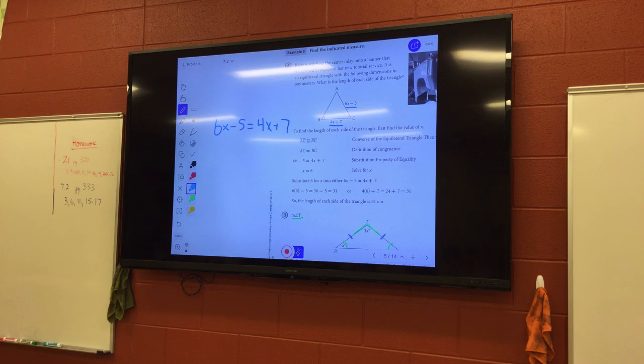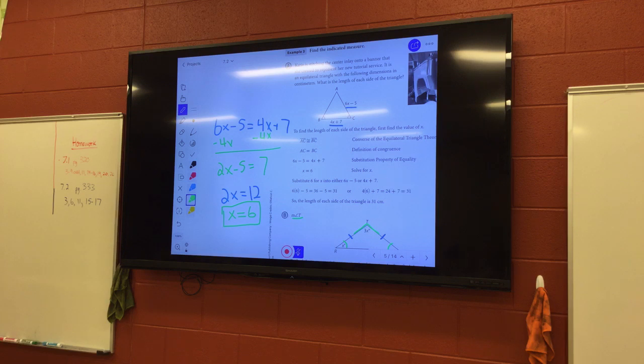So I'm subtracting 4x on both sides. So it'll give me 2x minus 5 equals 7. Add that 5 over, so 2x equals 12. And then I'm dividing by 2 on both sides. So I'll get x equals 6.